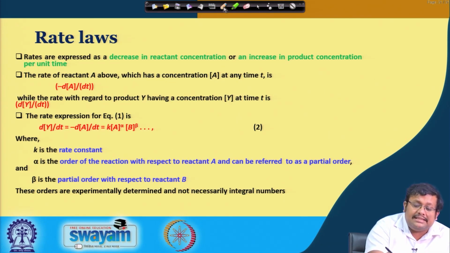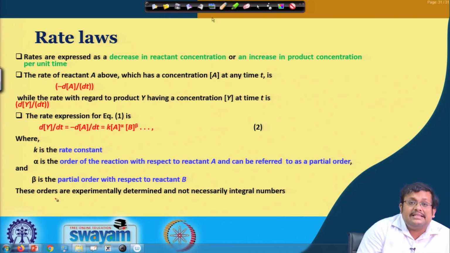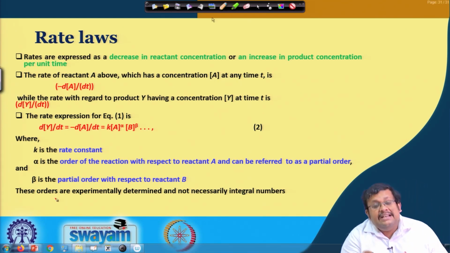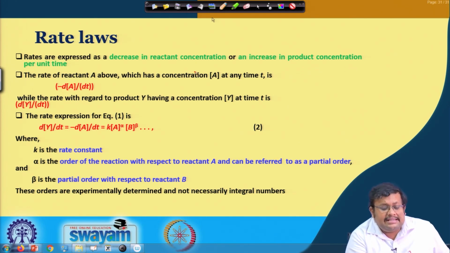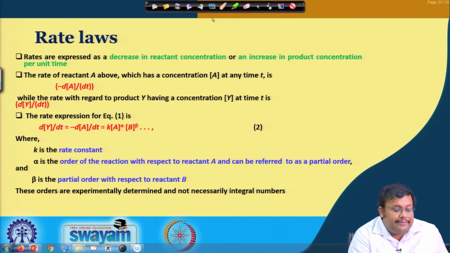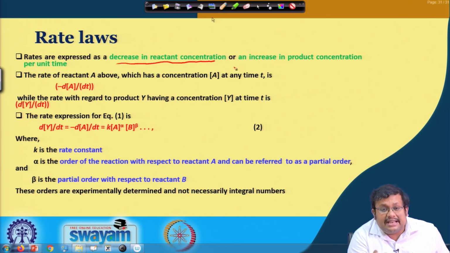So, let us see the laws. You can see here rates are expressed as a decrease in reactant concentration or an increase in product concentration per unit time. We will be seeing this example very frequently. So, again, in the case of rate laws, the rates are expressed as a decrease in reactant concentration, so it is negatively signed, and an increase in product concentration per unit time.